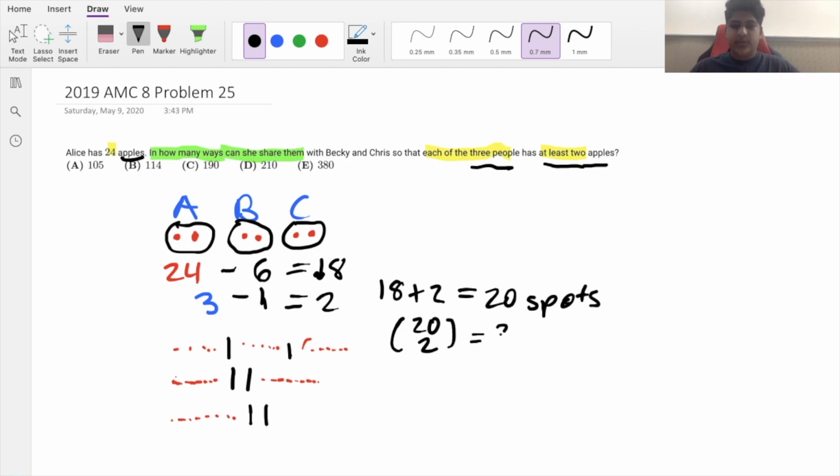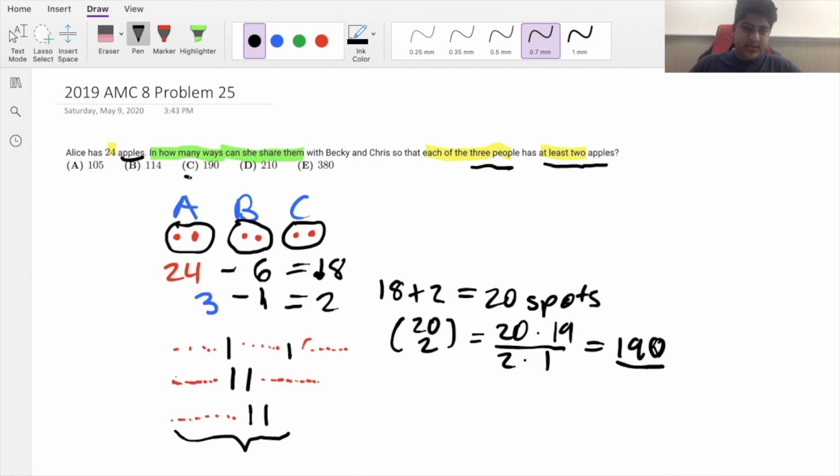Now, this is equal to 20 times 19 divided by 2 times 1, which is equal to 190. Now, this is our answer to our problem, right? Because the number of ways to sort this set is the exact same as the number of ways to share them. Because since each of them has already gotten 2 apples, it doesn't matter how we sort this, because the condition is always satisfied. So, looking back at our answer choices, we see that 190 matches with answer choice C.